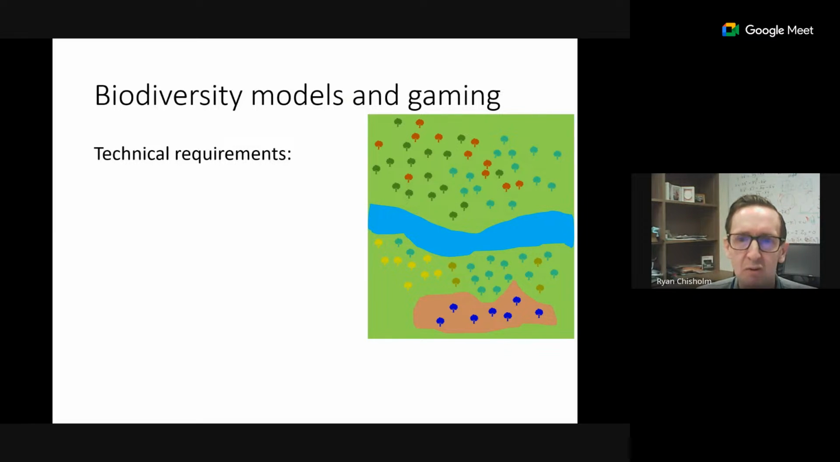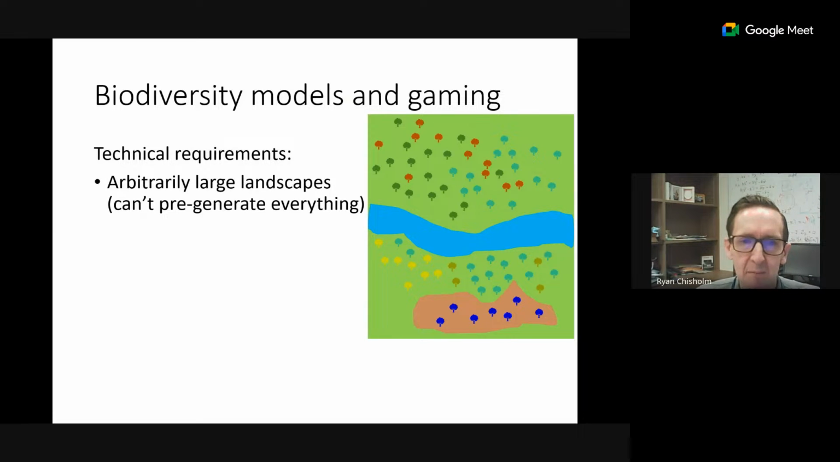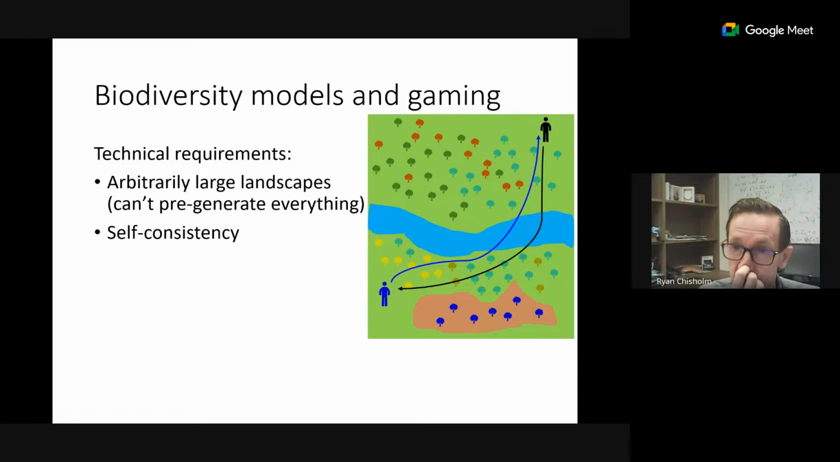In terms of technical requirements, I've said what we want the outputs to be. The technical requirements, we'd like to have arbitrarily large landscapes so we can apply this to games like No Man's Sky. And that means we can't just pre-generate everything. By definition, these things are so large that you can't just save them to disk. Self-consistency, what I mean by that is if a player starts at location A and goes to location B, and another player goes in the opposite direction, they should observe the same biodiversity in the same place, which would be trivial if it were pre-generated, but it's not trivial if you're generating this on the fly.